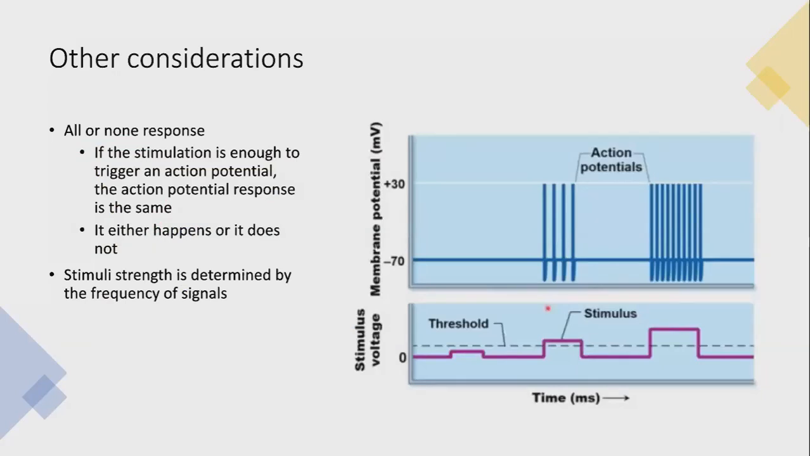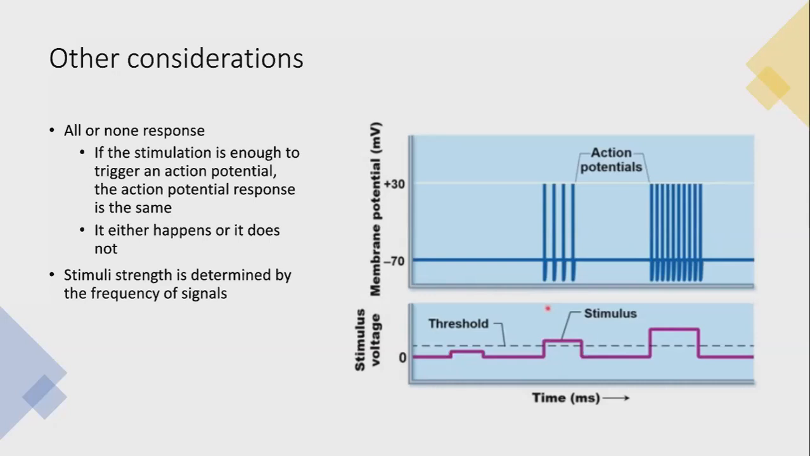And then just some other considerations. This is an all or none response. So if the stimulation is not enough to trigger that action potential, so if it doesn't get that threshold, then nothing is going to happen. That's an off, that's a none response. But if it does hit that threshold, the action potential is the same intensity every single time. So it's either happening or it doesn't.